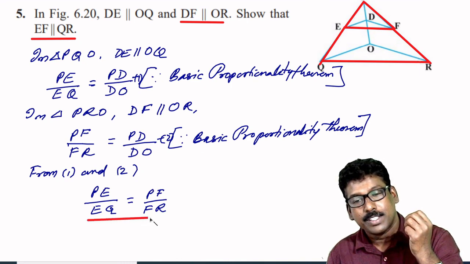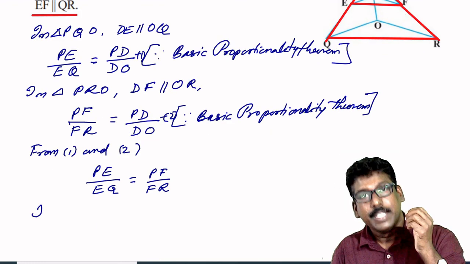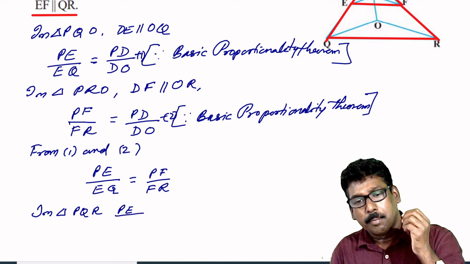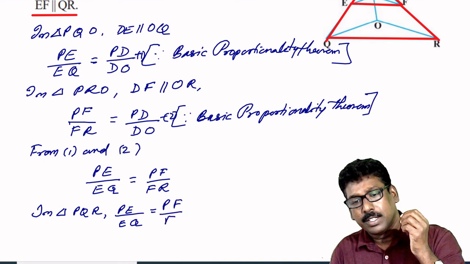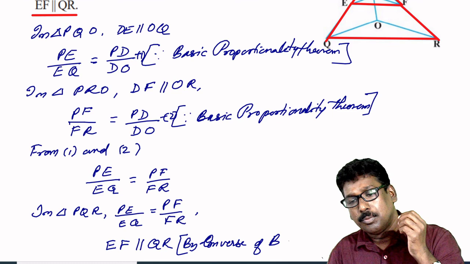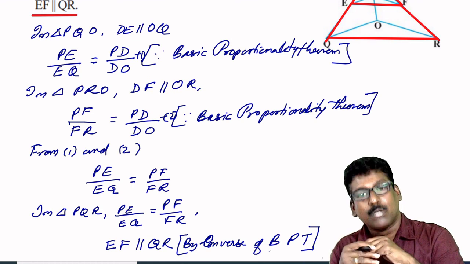But here we proved it. That is, PE by EQ is equal to PF by FR. So we can write, in triangle PQR, PE by EQ is equal to PF by FR. So you can write EF is parallel to QR, and the reason is by the converse of basic proportionality theorem, in short, BPT. So that question is also solved.